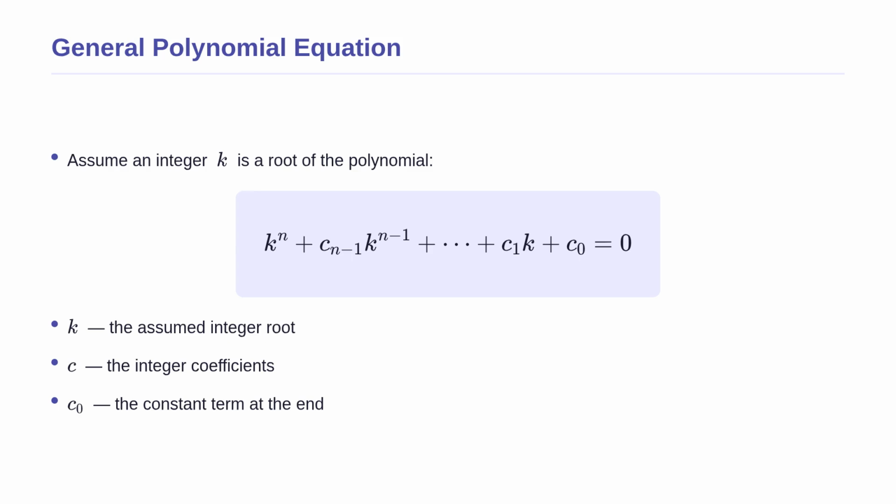To see how this works, we write out the general form of a polynomial equation. Here, k represents our assumed integer root. The letter n is the highest power or degree of the polynomial. The various c values are the integer coefficients, and c0 is the constant term at the end, which has no variable attached. If the constant term c0 increases in size, it gains more factors, which physically means there are more potential integer roots to check. This formula sets the stage for finding those exact whole number solutions without guessing blindly.